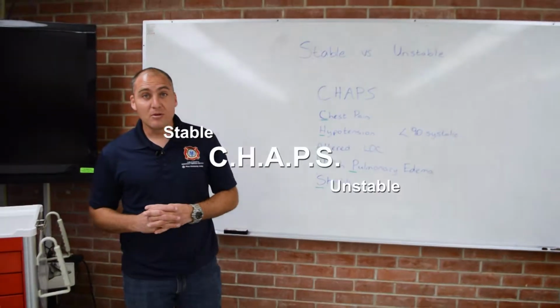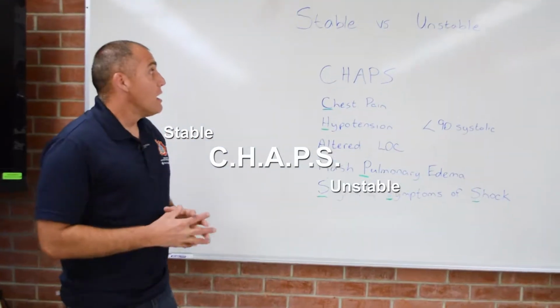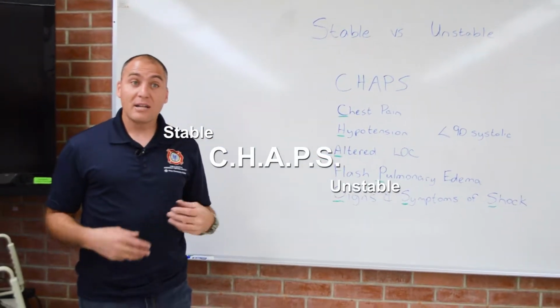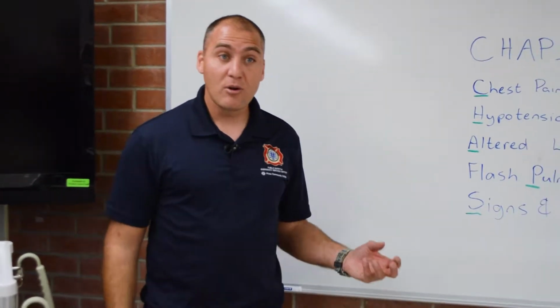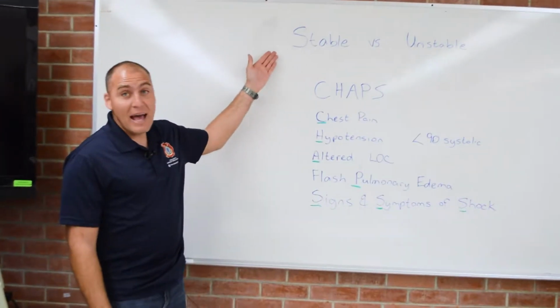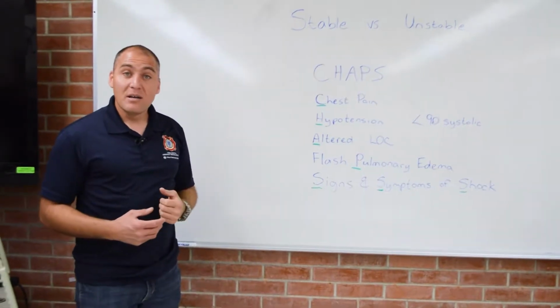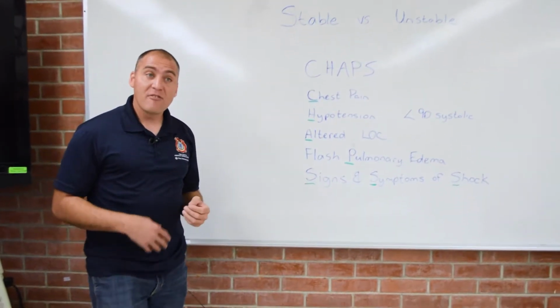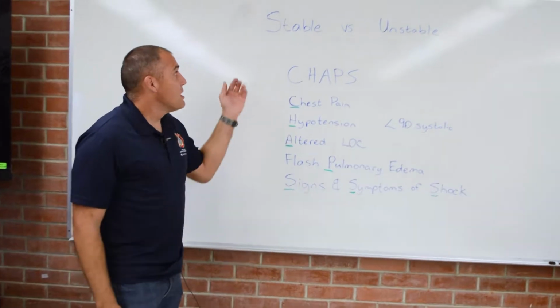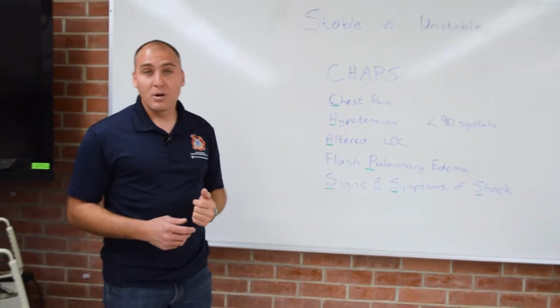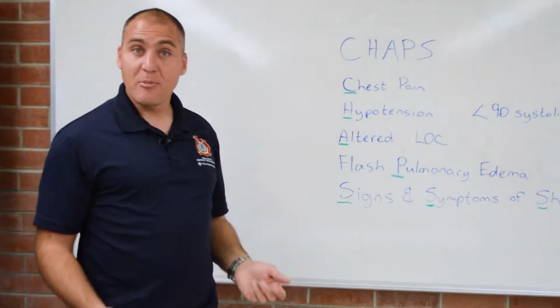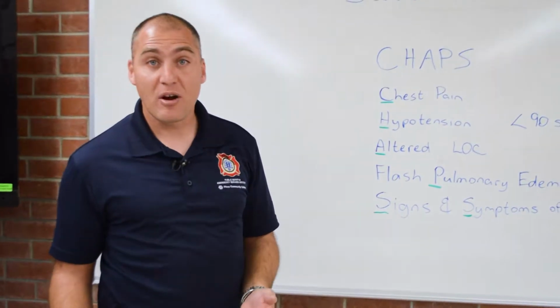So now we're going to talk about stable versus unstable signs and symptoms of shock. In doing ACLS, we have to determine whether this patient is stable or unstable. They can be symptomatic and be stable or unstable. Unstable patients are going to have more severe signs and symptoms. With a stable patient, we're going to follow more of a drug or medication type of therapy.